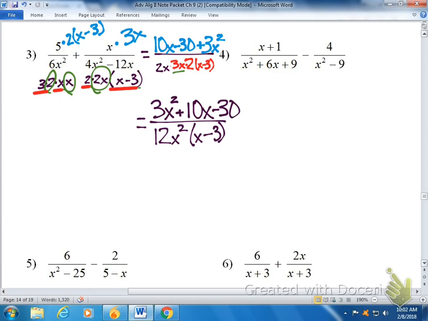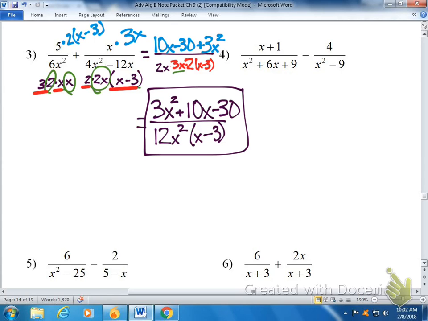And let's see if we can reduce. It does not seem like they all share the same factor, so I can't reduce with this 12x squared, but what about the x minus 3? What multiplies to negative 90 adds to 10? So after trying to figure it out, after trial and error, we don't see that we can break up that numerator.